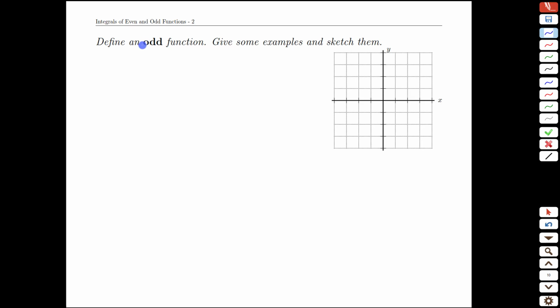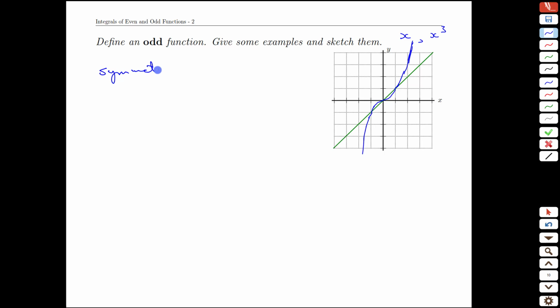What about odd functions? Well, this would be an example like y equals x, or y equals x cubed. Y equals x looks like this. Y equals x cubed, we'll use a different color here, looks like this. And they do have a kind of symmetry to them, but it's a little more complicated than the even functions.